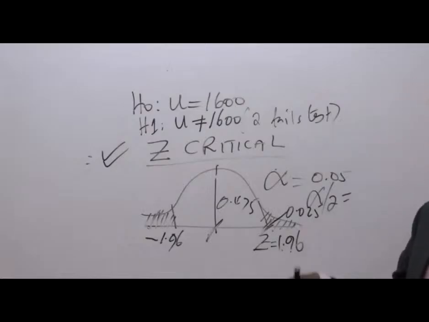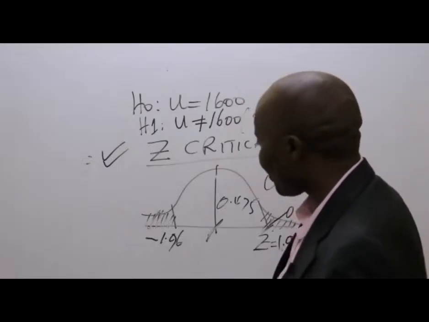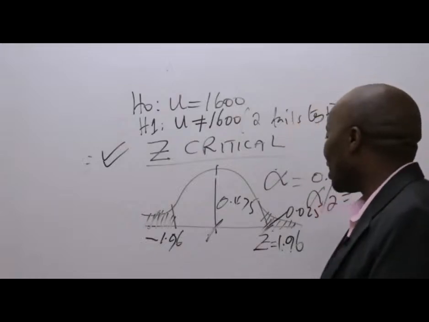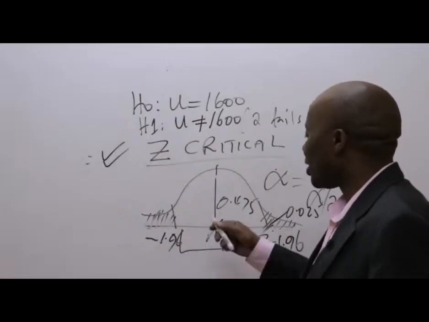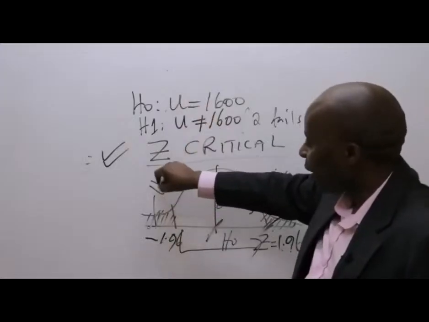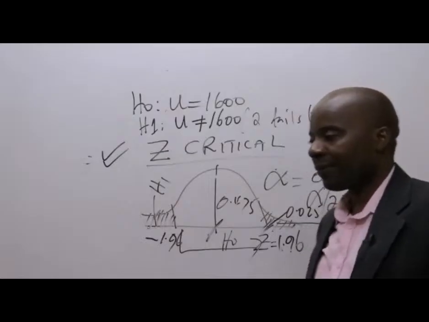So now you need to move to the last area. Or rather, before I go to the last area, I want you to indicate there that the unshaded region is the H0 region. The shaded ones, these are the H1 regions.